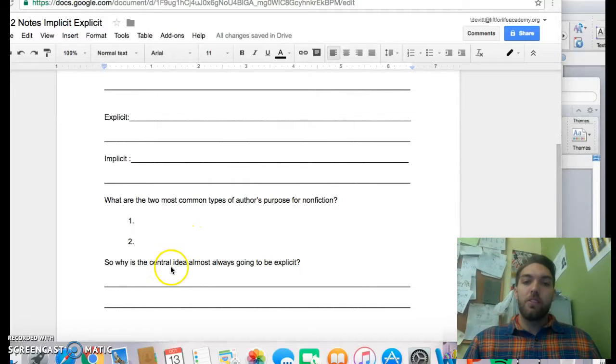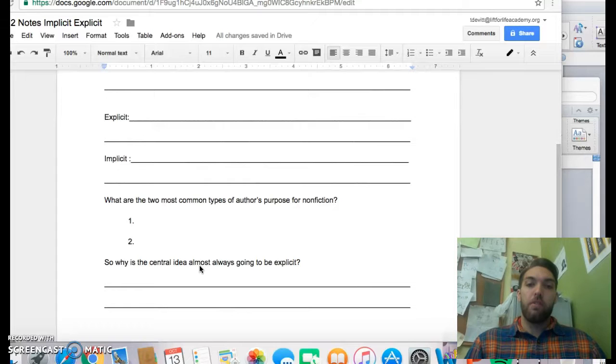So why is the central idea almost always going to be explicit? Well, thinking of this, they're not trying to entertain you. They're not trying to give you a mental workout. They have a definite purpose for writing, and they want you to agree with them by the end of it. They want you to have learned exactly what you're trying to learn by the end of it.